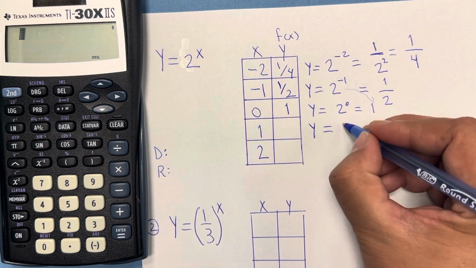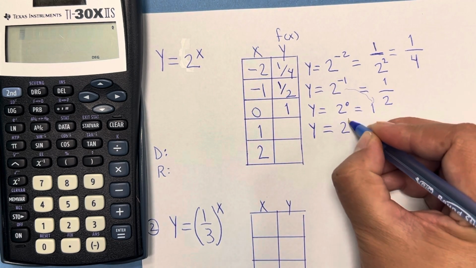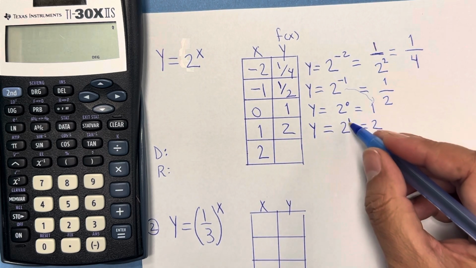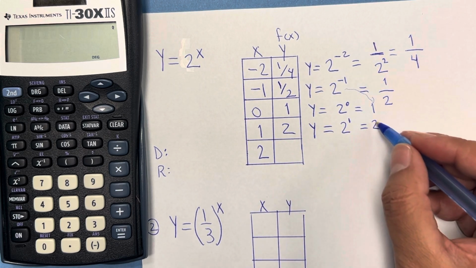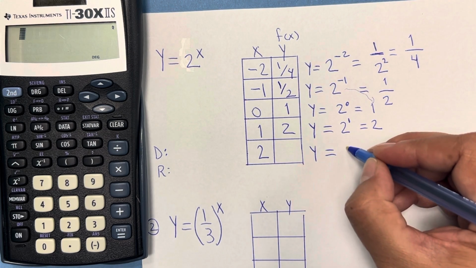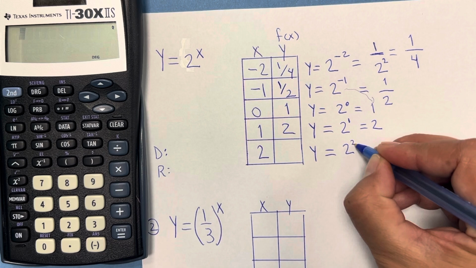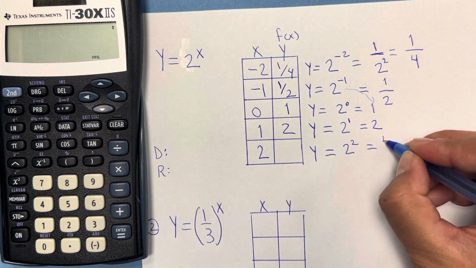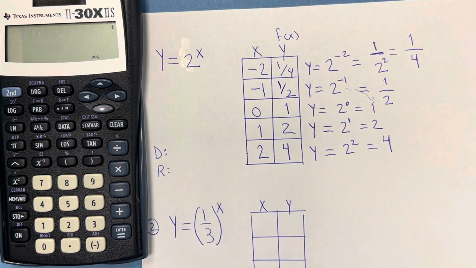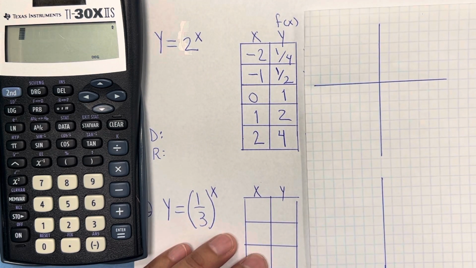For the next one, the x is 1, so it's going to be 2 to the first power, which is just 2. Any number raised to the first power is going to be the same base, the same number. Y equals 2 to the x power, the x is a 2. 2 to the second power is 4. And so when x is 2, y is 4. I'll cover this for now so that we can do our graph.